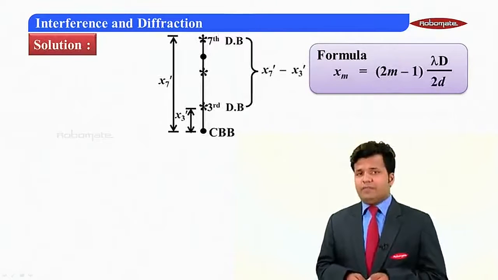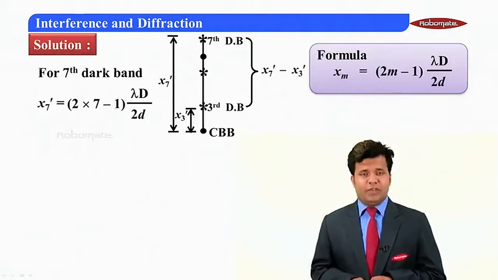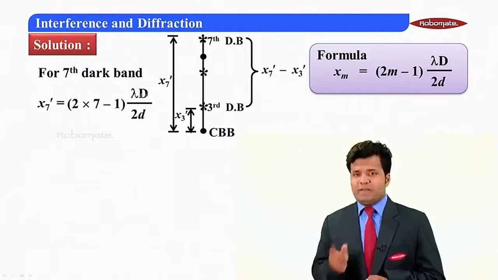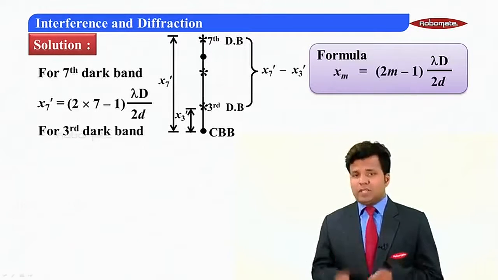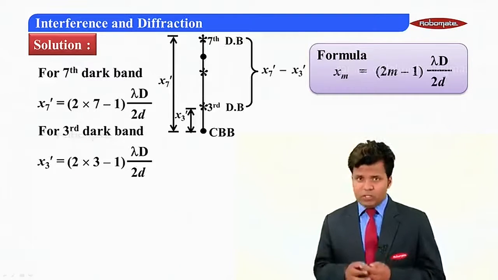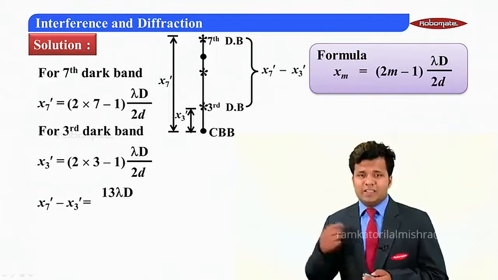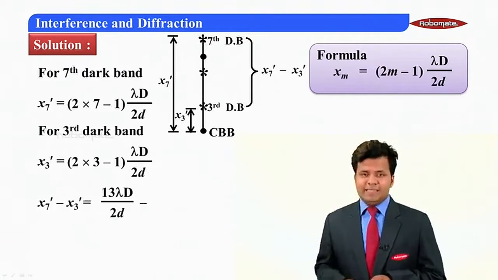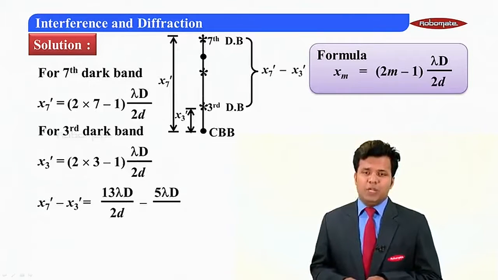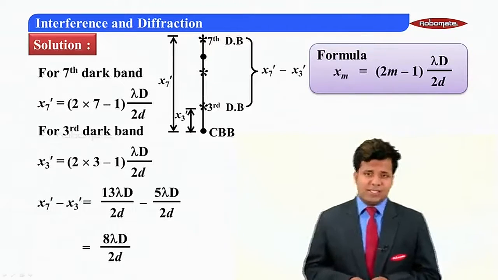We need to find out, with the very first, the 7th dark band. So for the 7th dark band, x7 dash would be nothing but, instead of m, substitute 7. So it would be (2 into 7 minus 1) lambda D by 2d. And for the 3rd dark band, x3 dash equals (2 into 3 minus 1) lambda D by 2d. And we need to subtract these both so that we get the exact difference. So x7 dash minus x3 dash goes like 13 lambda D by 2d minus 5 lambda D by 2d, right? So on subtracting this, we are going to get 8 lambda D by 2d. So students, this is what the difference is.